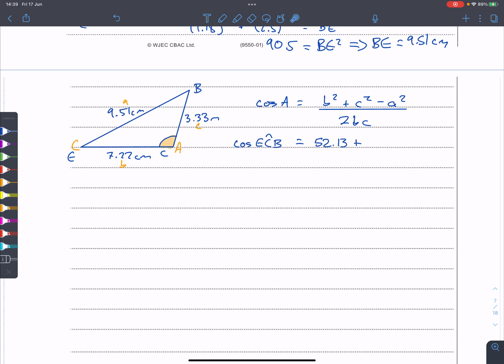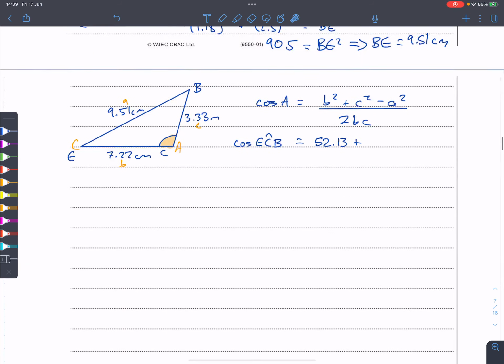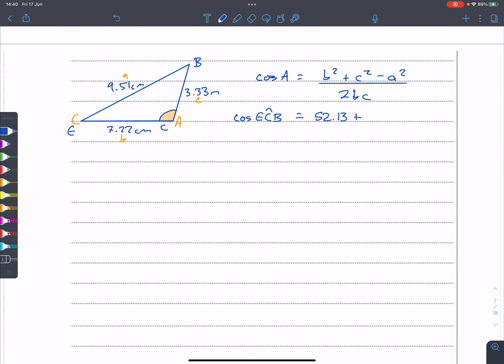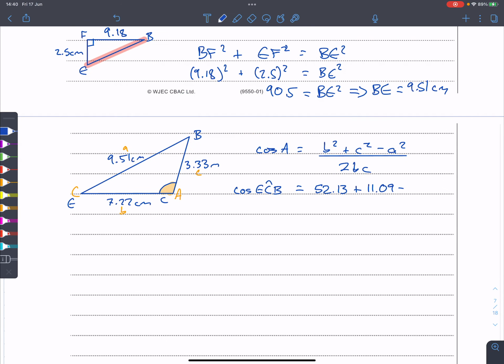Plus the c. So my little c is this 3.33, which came from the square root of 11.09. So if I square 3.33, I get 11.09. Minus a squared, which is this 9.51, which is this one here, the square root of 90.5. So it's minus 90.5 all over 2 times b, well b is this 7.22, times c, which is 3.33.